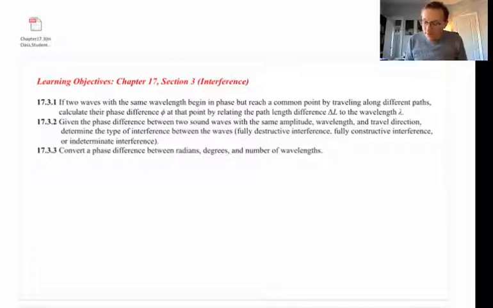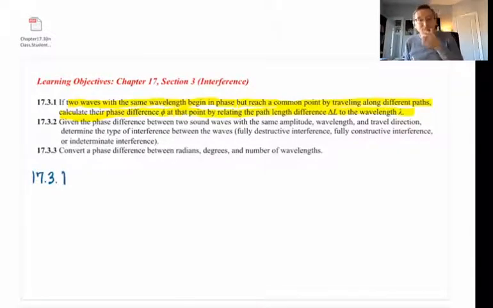Okay, objective 1, or 17.3.1. If you have two waves with the same wavelength, beginning in phase from their sources, and they reach a common point by traveling along different paths, then we are to calculate their phase difference phi at that point by relating the path length difference delta L to the wavelength. That sounds more complicated than it is.